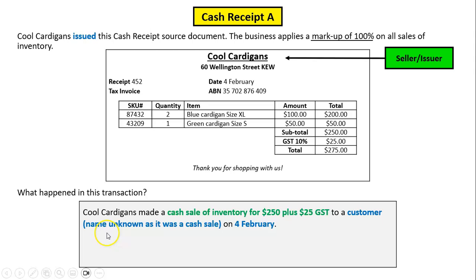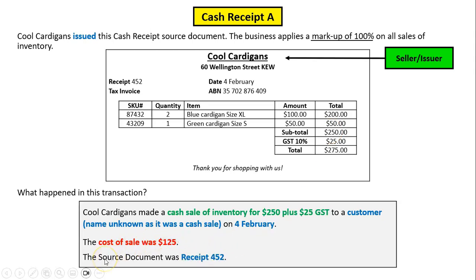Now the name of the customer is unknown because it's a cash sale, and when you get a receipt in the shop, they don't know who you are. And the cost of sale is $125. Now, we've just got to remember, in the real world, when we go shopping and buy stuff, the shop doesn't tell us the cost of sale. They don't want us to know that. So we can never tell from the actual cash receipt what the cost of sale was. We have to be given that. And it says here the markup is 100%.